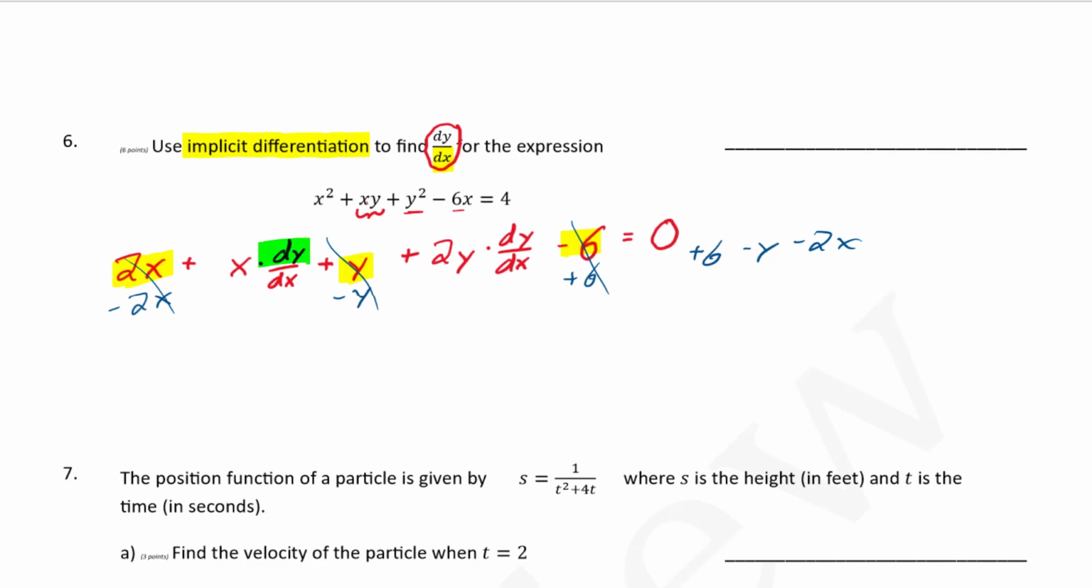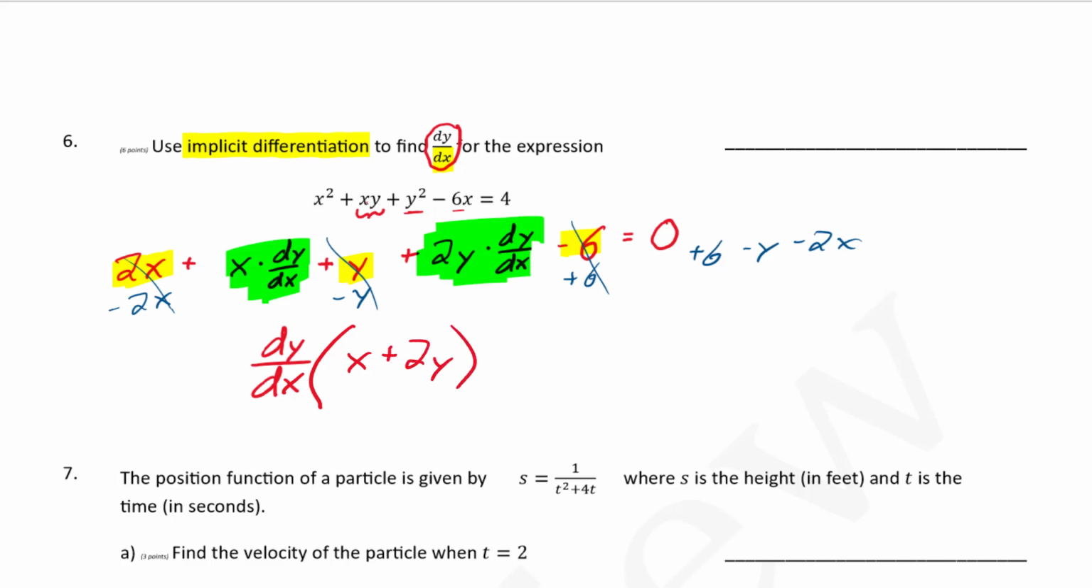Now notice I've got two terms here that both have dy over dx attached to them, so I'm going to factor that out, since the whole point of this is to get it to where it's just one of those. If I now factor that out, the first term would leave the x, the second term would leave the 2y, and it does have a plus in the middle. Everything on the other side is just going to be a 6 with a negative y and a negative 2x. As long as you have those three, the order doesn't matter. As long as the negative is on the y and the 2x, we're all good.